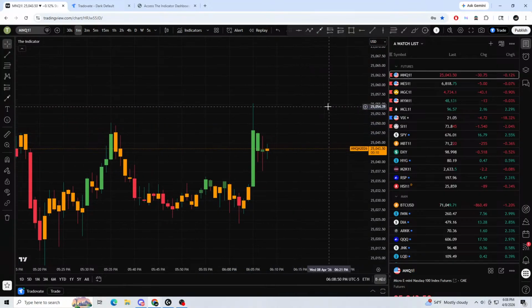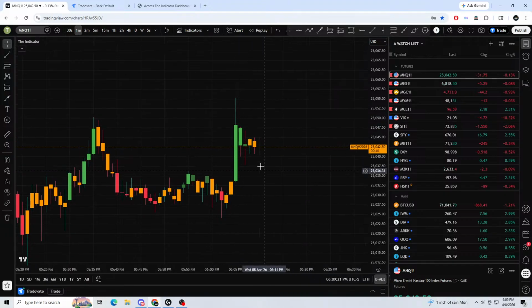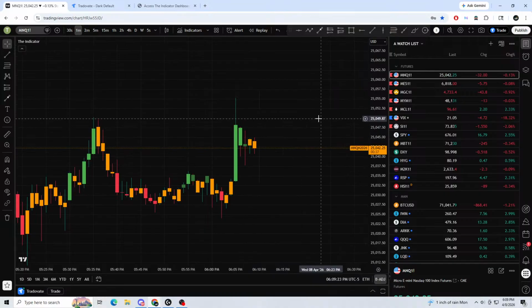So now if we consolidate a little bit here, maybe a couple orange candles, and then we flip back to green, that would be pretty good, I think. But if we can't hold a bullish bias, then we don't want to be long. Does that mean we get short? Probably not. I don't see any red candles, so I'm not going to get short.